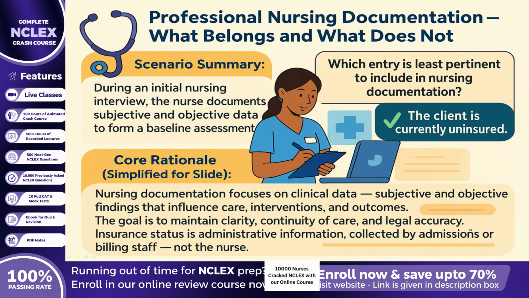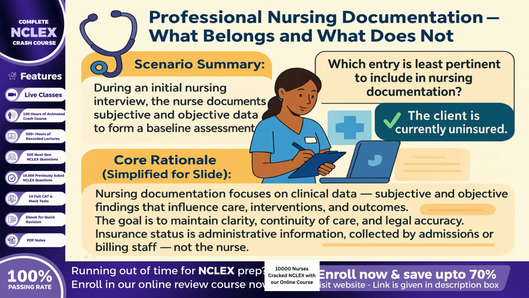Option 2, which refers to the client's insurance status, is administrative information typically obtained by the admission or business office staff. It does not contribute to clinical decision-making or client care planning. Including such non-clinical data may clutter the nursing record and dilute its professional focus.